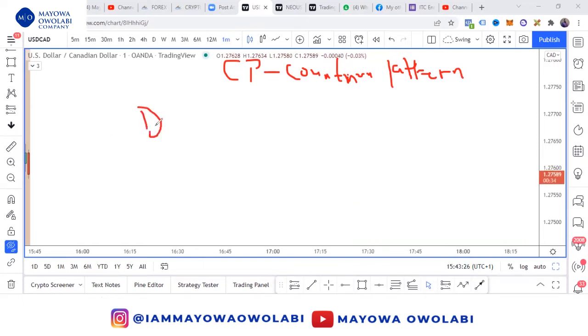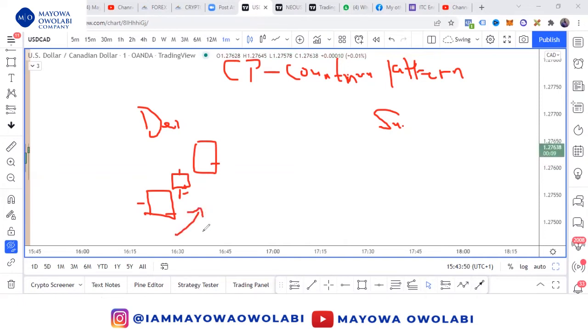We have CP for demand and we have CP for supply. Now, CP for demand is what we call a rally, which is a bullish candle, a base, which could be any color, then a rally, which means rally, base, rally. Good. So you see this often on an uptrend. Then we also have supply, which is drop, which is a bearish candle, a base candle, and a drop.